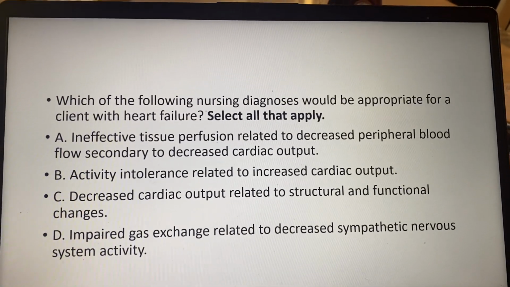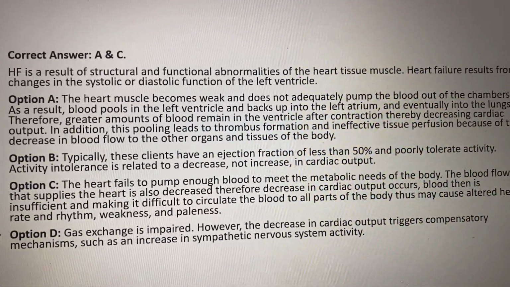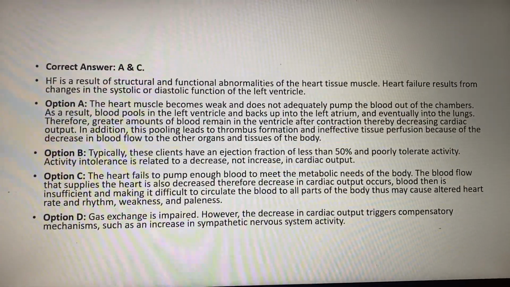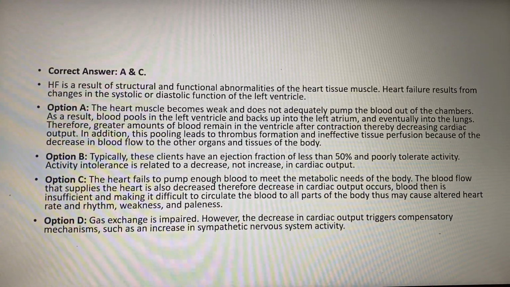So our answers are going to be A and C. And as you can see, here are your rationales for the incorrect answers as well as the correct ones. Love it because rationales bridge gaps, you guys, and that's what we're all about.